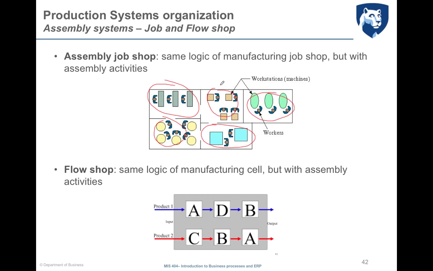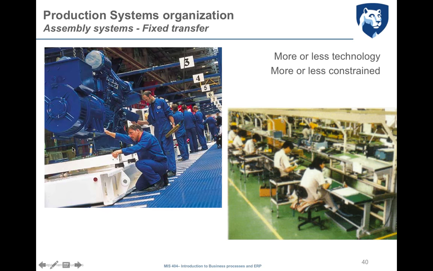So the concept is the same as the manufacturing job shop, with the difference that here we are talking about assembly operations, so the organization and the grouping is not based on technological affinity, but on the nature of activities that operators need to execute. While instead, a flow shop is no other than an assembly cell.